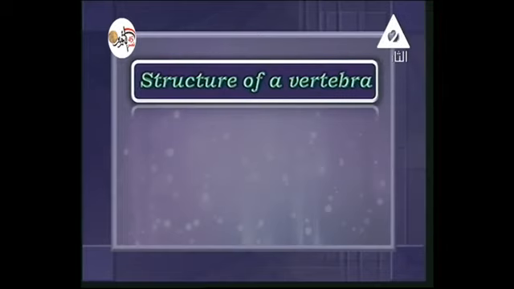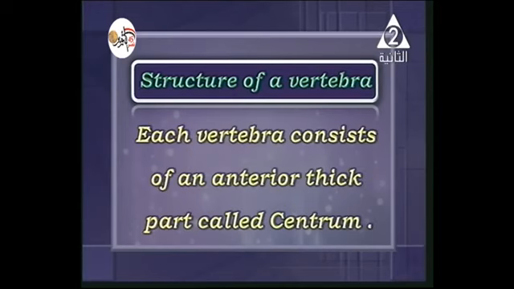After that, we need to know the structure of a vertebra. Again, we studied the vertebral column, and we said it consists of 33 vertebrae with different functions. But right now, we're going to study the structure of just one vertebra. Any vertebra consists of a large, anterior, thick part called the centrum. I'm going to show you on a video.